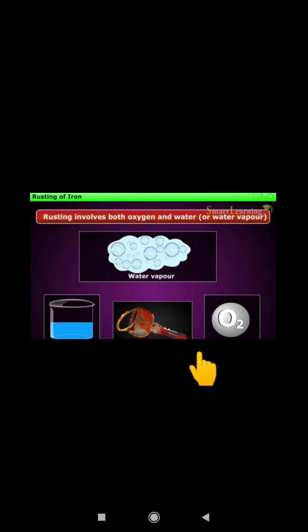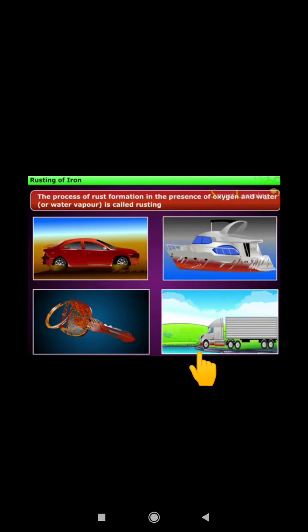Rusting involves both oxygen and water. Water may be present in the form of water vapor. You can see water vapor, oxygen, or water in the liquid state has formed the reddish brown color over the key. This reddish brown layer over the key is called rust. So the definition is: the process of rust formation in the presence of oxygen and water or water vapor is called rusting.